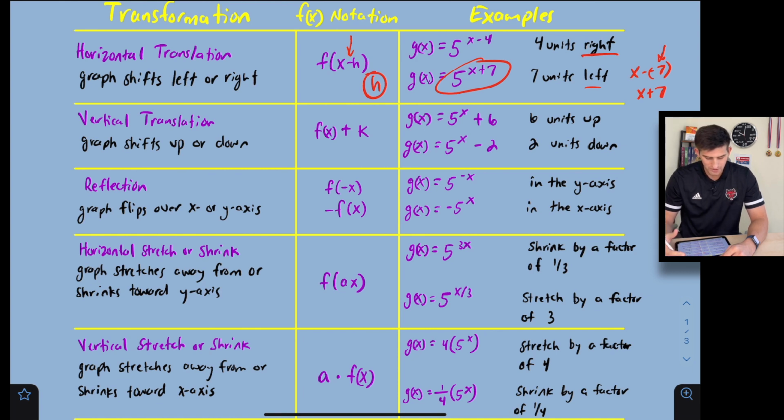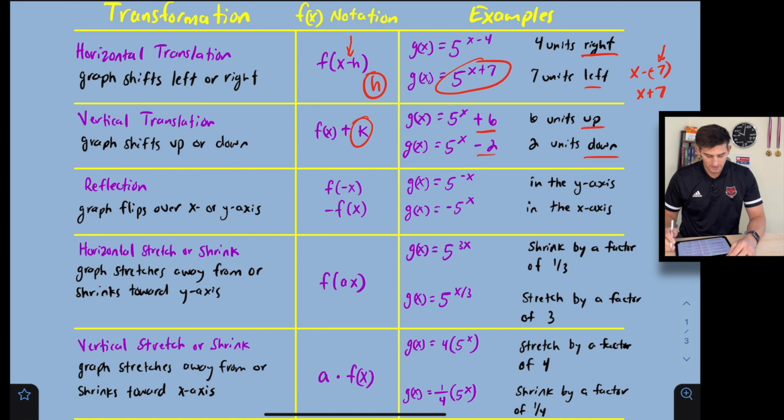A vertical translation is when we shift up or down, and that is what it looks like. It's a lot easier to understand, and the variable we need to remember here is k. If I have plus 6, notice how that's not happening to my exponent. It's just outside after it. It's not small like an exponent. It's on the same level as my base. So plus 6, we're going to go up 6. Minus 2, we're going to go down 2.